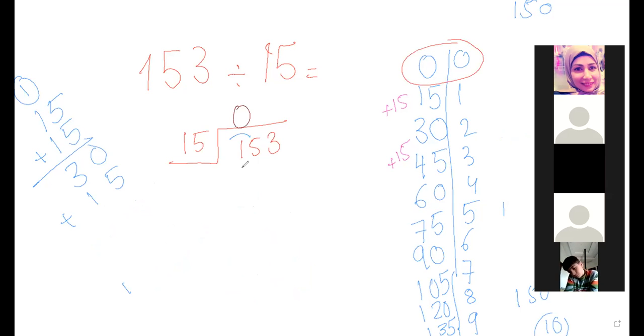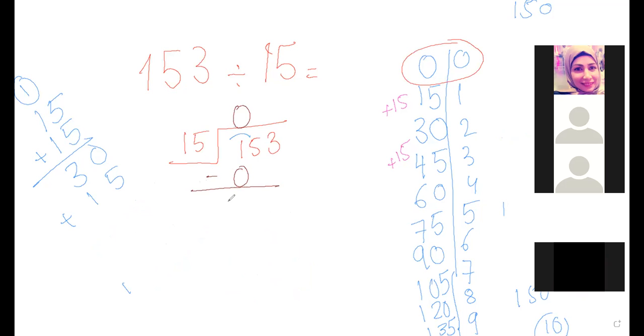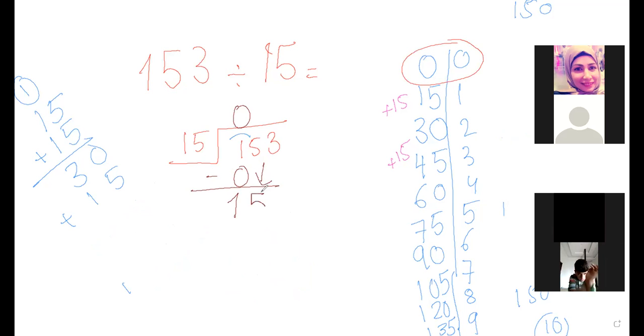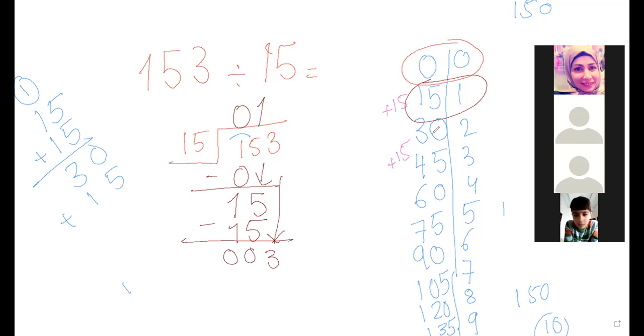Zero up, zero down. One minus zero, one. We bring down 5. 15. Do we have 15? Yes. Put 15 and we subtract the answer. One up, 15 down. Then we subtract. We put down three. Which number is very close to three in table 15? 15 is bigger than three, and it has to be less, so zero. Zero up, zero down. The remainder is three and the quotient is 10.